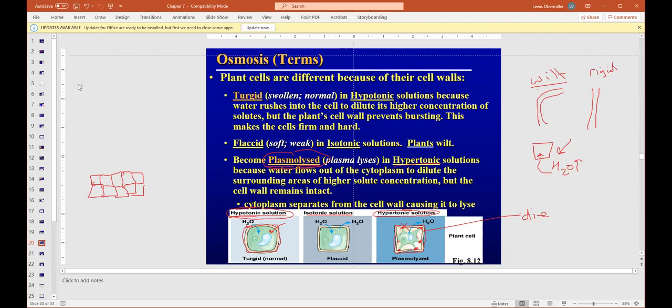So in animals, let's just summarize. In animals, what do they want? Hyper, hypo, or iso? ISO. And in plants, what do they want? Hyper, hypo, or iso? Hypo. Perfect.